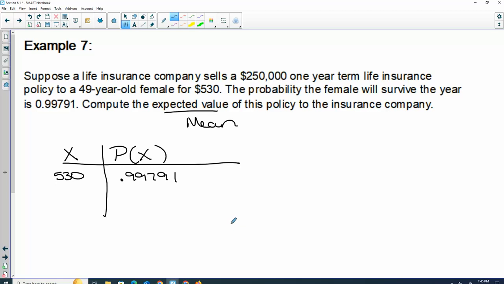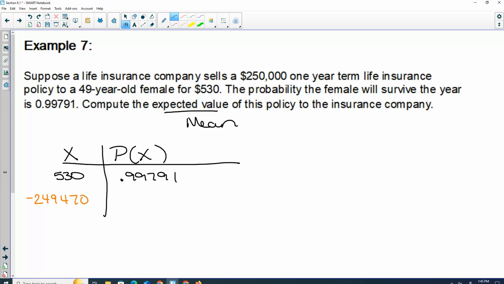The other option: if the person does not survive, does the company lose a straight $250,000? No, there's tax. Well, they pay that much out, but didn't they already collect your check first? So to figure out how much money they actually lose, what would I do? Subtract the 530. And then how would I show that this is a loss for them? It would be a negative.